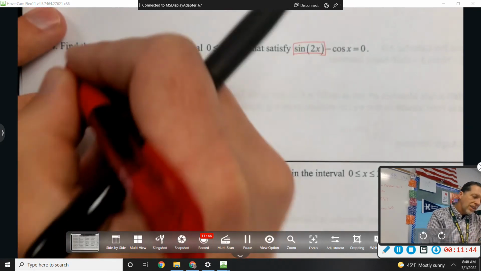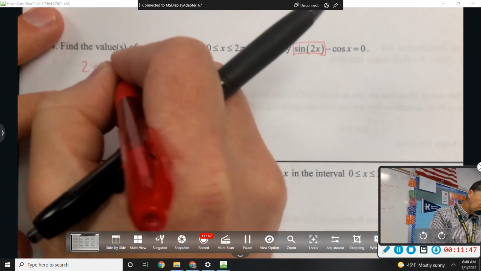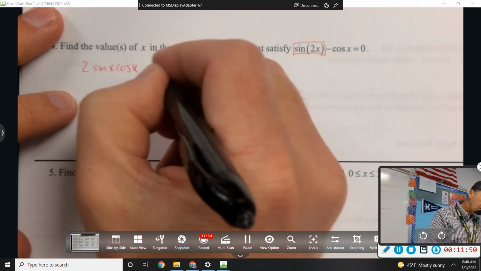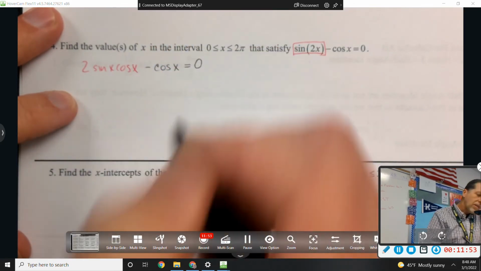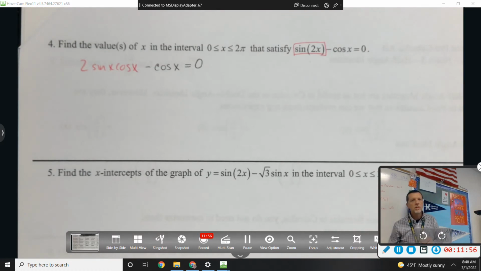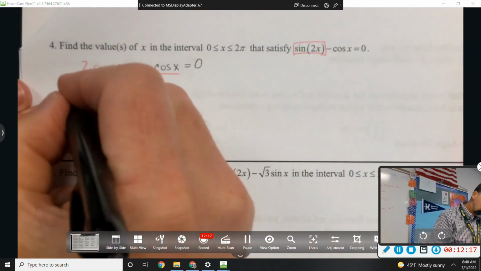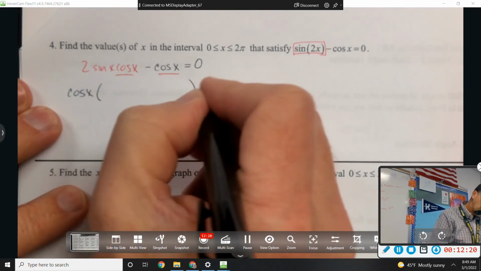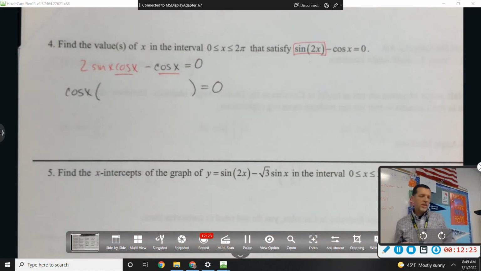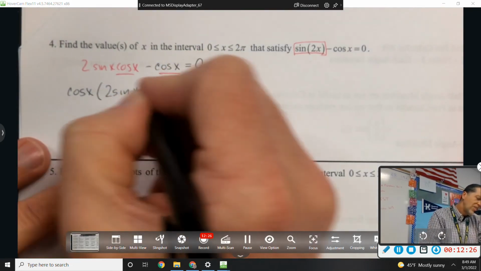Flip back. 2 sine x cosine x minus cosine x equals 0. What can I do now? Can you move cosine x over and then divide by it? I don't want to divide by cosine, because if I do that, I lose solutions. I could factor out a cosine x. What's that leave me with? Cosine x times 2 sine x minus 1 equals 0.